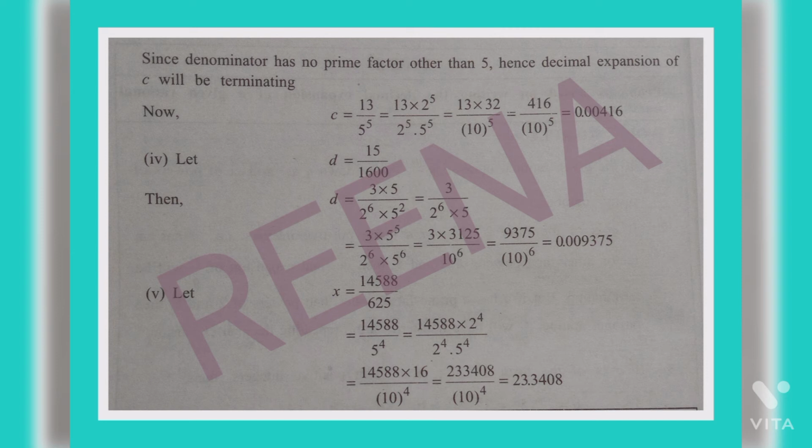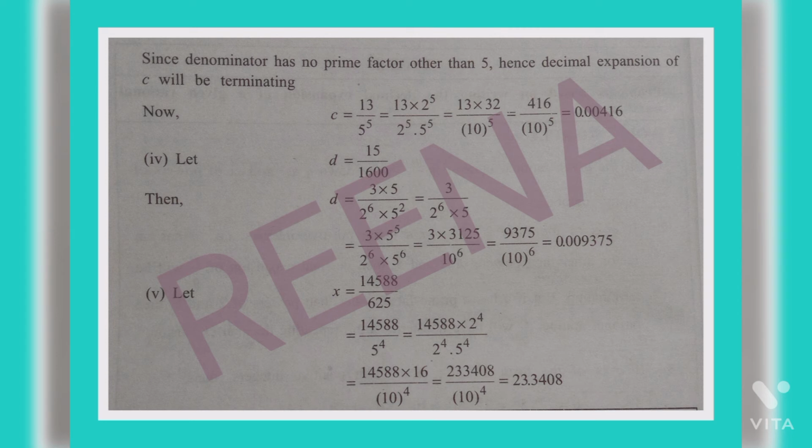Now let's take the next one, and in the next one we have 625 and we know that it is 5 raised to the power 4. Up till this I can find out that this expansion will be terminating, but the next part of the question is to change it in the decimal form. So again I will use the same shortcut method which we have used in our previous parts.